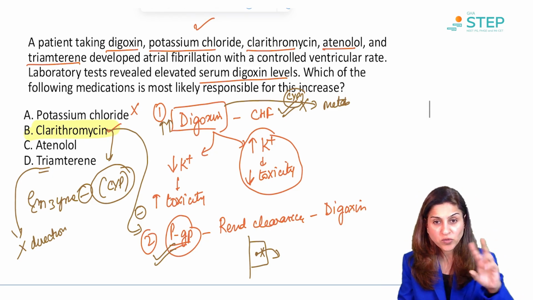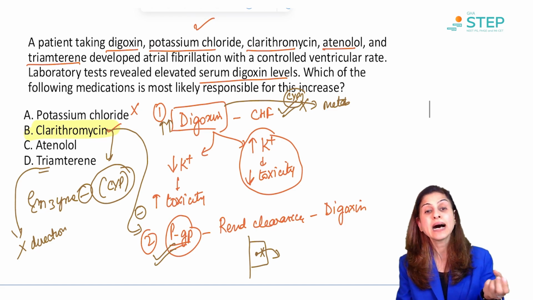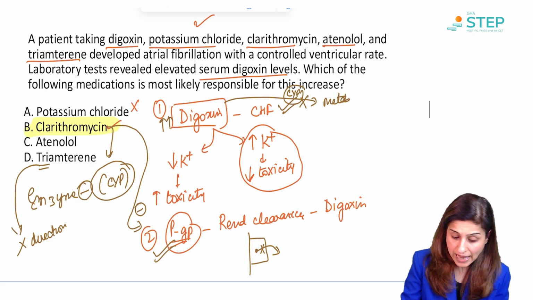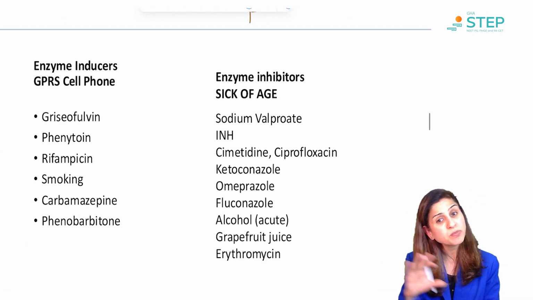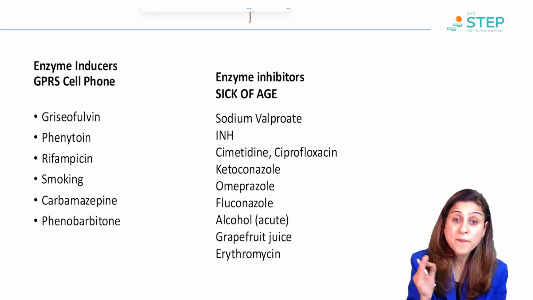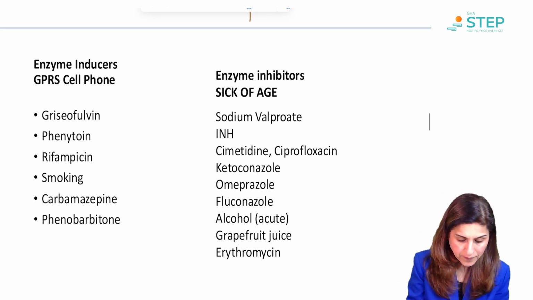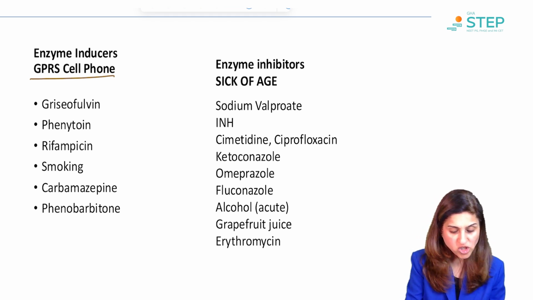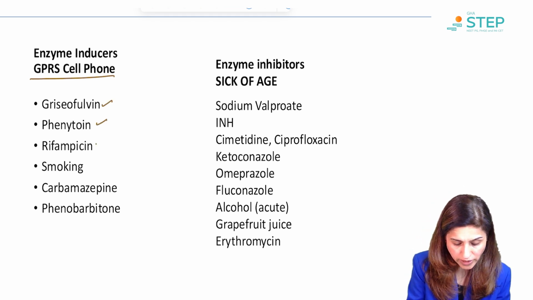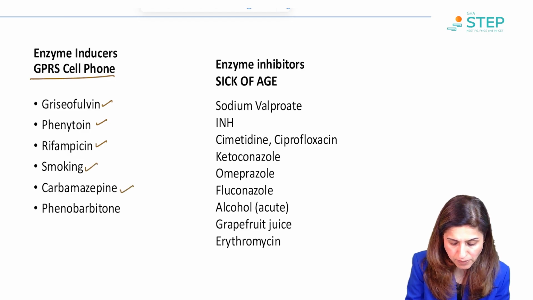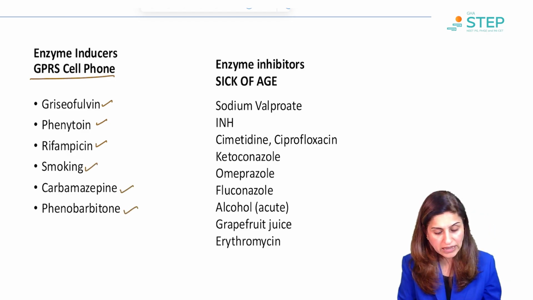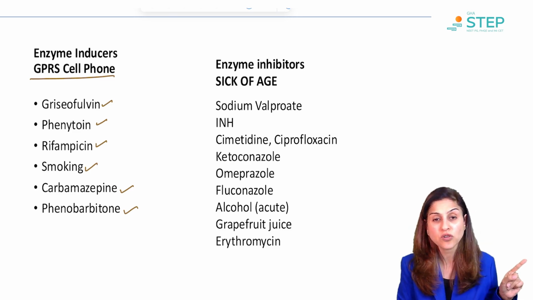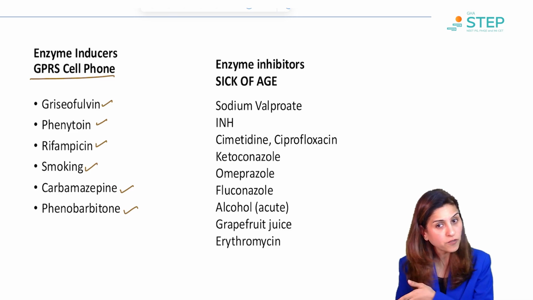So with these two questions, we have come to an important topic about enzyme inducers and enzyme inhibitors. Let's see what are the important inducers and inhibitors, because such questions have been repeatedly asked. So you should be well versed with certain important ones, not all, but mainly the important ones. For enzyme inducers, you can remember a mnemonic, which is GPRS cell phone. So GPRS: G is griseofulvin, phenytoin, rifampicin, smoking, carbamazepine, and phenobarbital. These are potent enzyme inducers. So for any drug which is given along with these drugs, you have to increase the dose of the other drug because it can cause therapeutic failure of the drug.